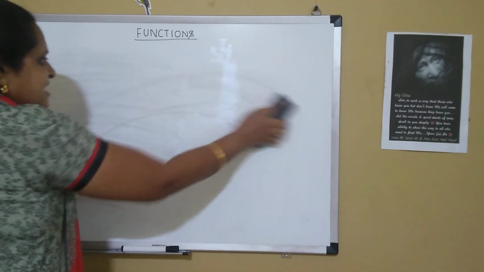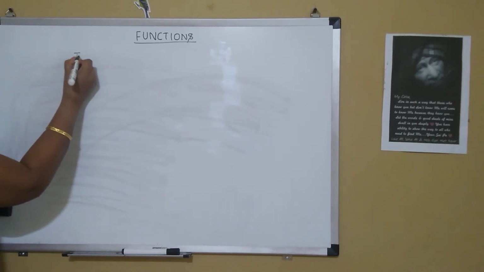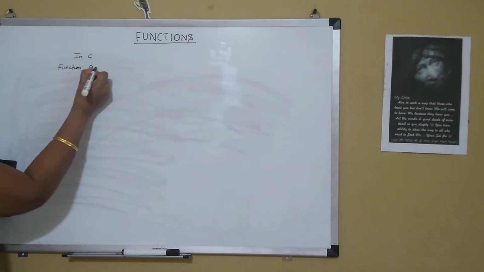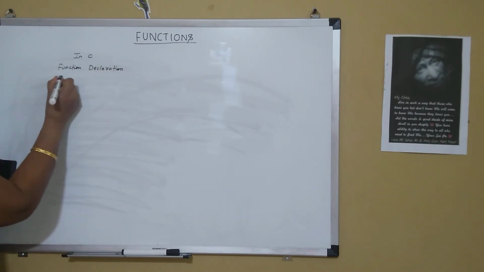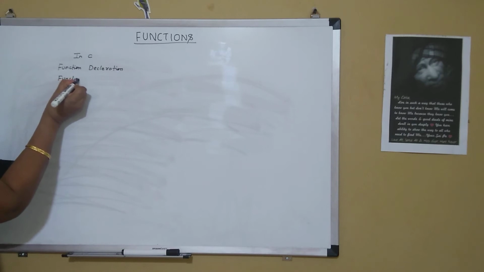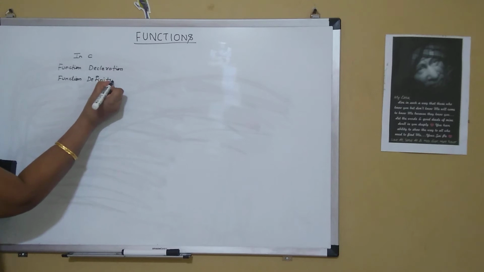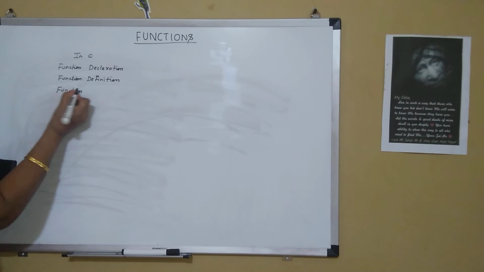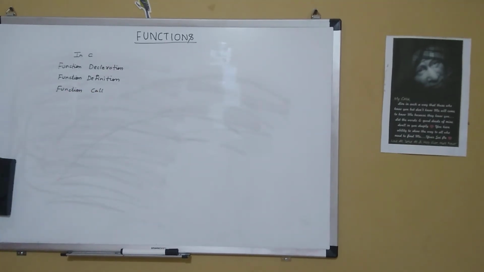Now let's quickly see how to define a function. So in C, for functions, we used to have function declaration, function definition, and function call. So we used to have these three things in the C programming language.